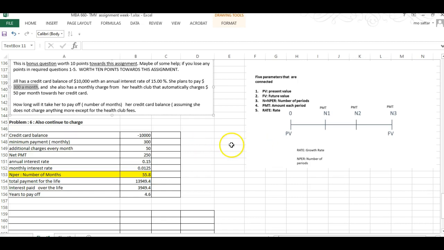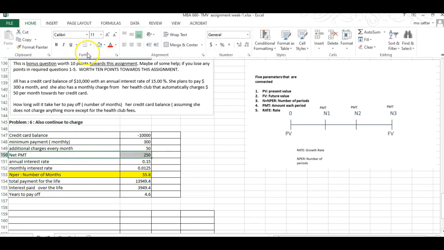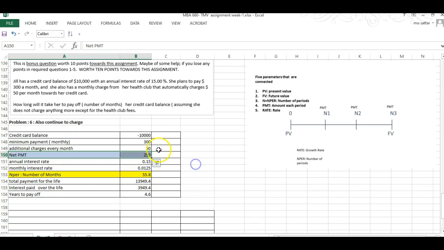So we know that the present value is minus $10,000. That's the money she owes. She's going to put in $300 monthly to the credit card. But she has an automatic charge that goes to her credit card of $50. So the reality, what she's really paying is $250. Why? Because she's paying $300, but automatically every month, the bank charges $50 towards her health club.